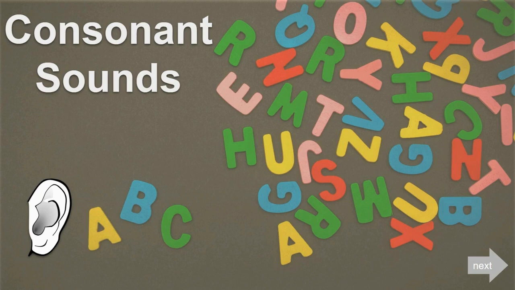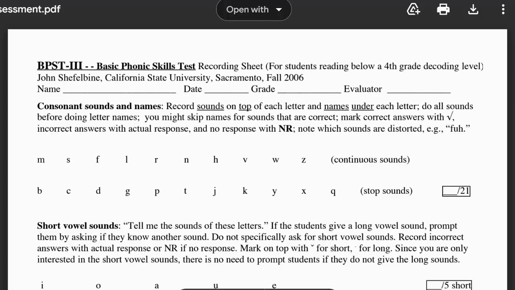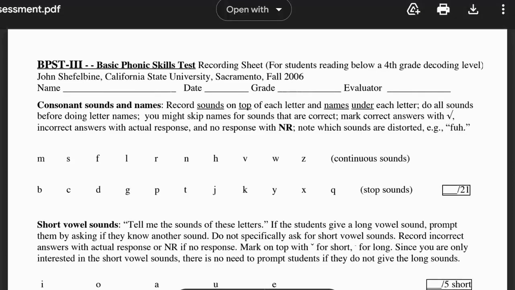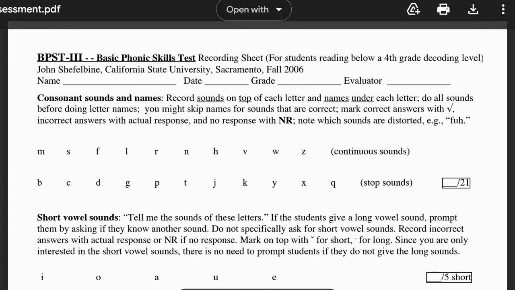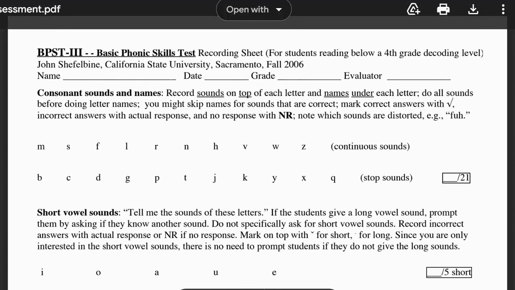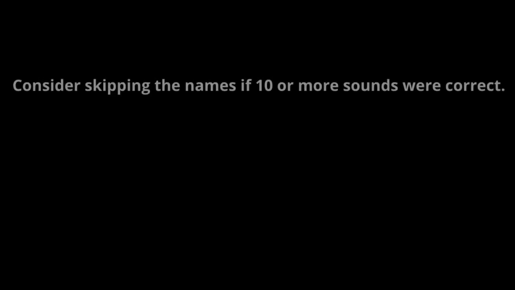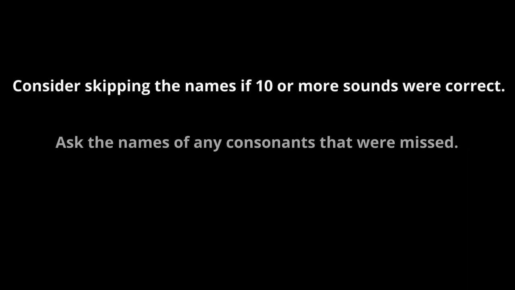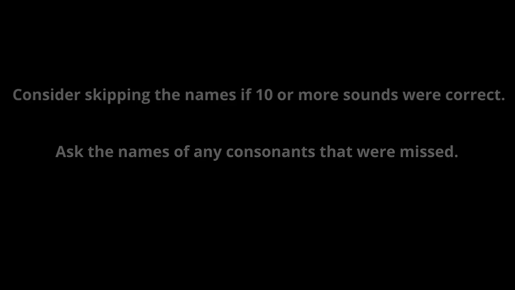Say, "Tell me the sound of each of these letters." Record their responses as directed. Note distorted sounds, for example, "fuh" for "f", but still count them as correct. After covering all of the consonant sounds, consider skipping their names if 10 or more sounds were correct, but ask the names of any consonants that were missed.